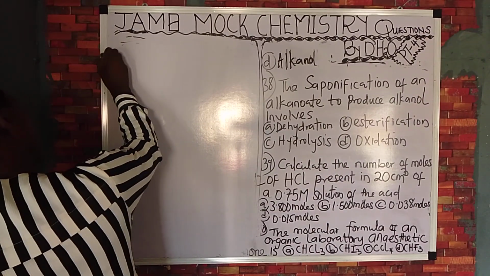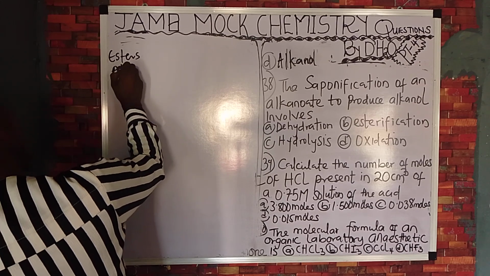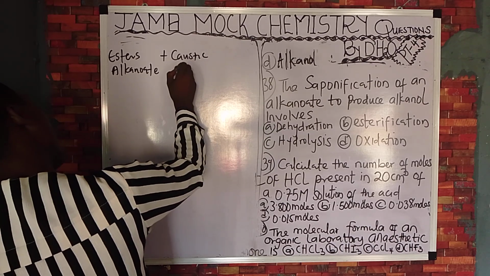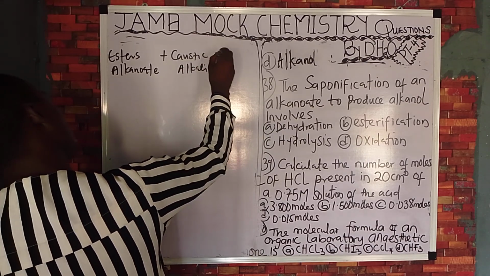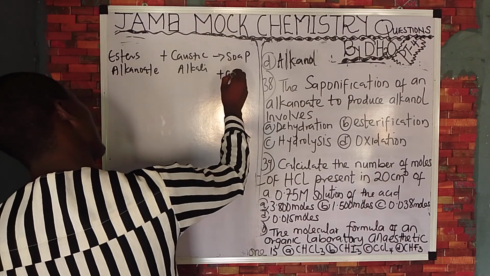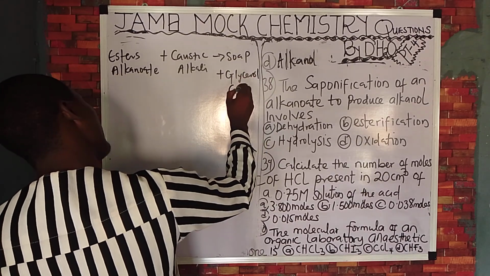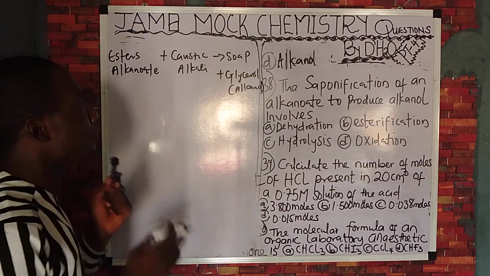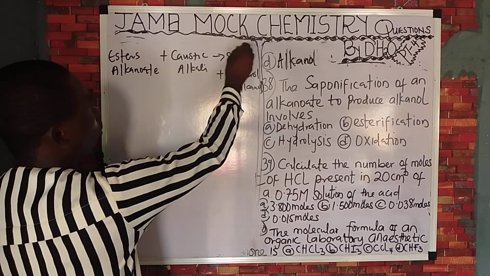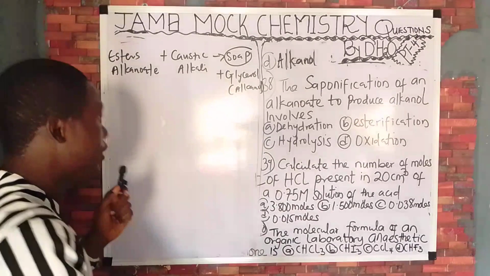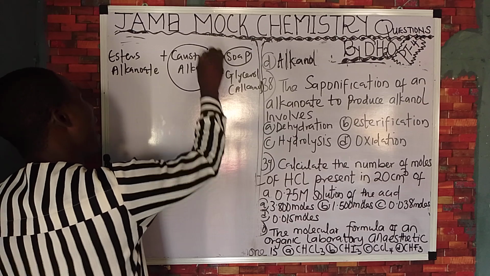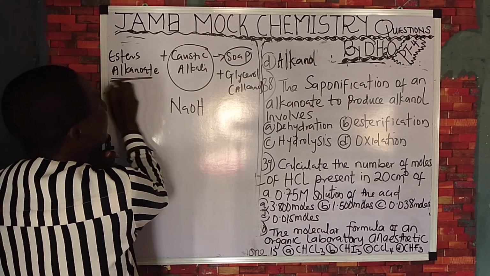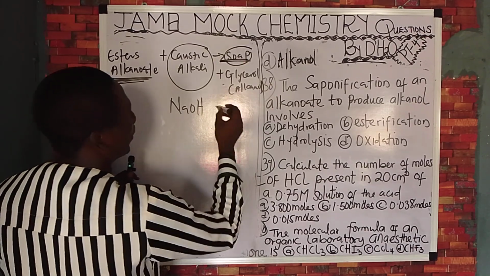Now, if we have esters, which is also called alkanoate, plus caustic alkali, what it will give us is soap plus your glycerol. Your glycerol is also called alkanol. So take note, the saponification reaction that involves the production of soap is also called alkaline hydrolysis, because the caustic soda or caustic alkali, which is your sodium hydroxide, hydrolyzes this compound to give us soap and glycerol.